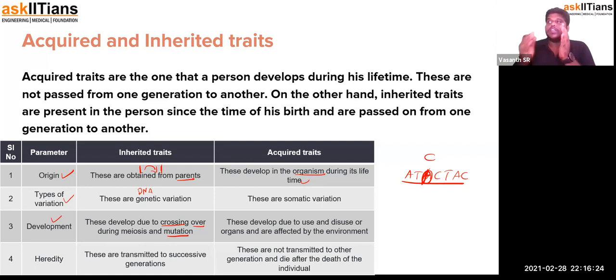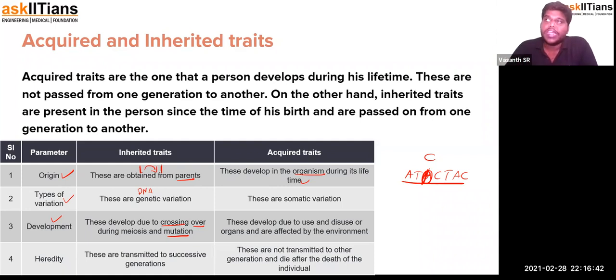But in the case of acquired traits, they are not transmitted to the next generation. Instead, the characteristics the organism has acquired will be erased out of existence once the organism dies. So that is acquired traits. This is acquired and inherited traits in detail.